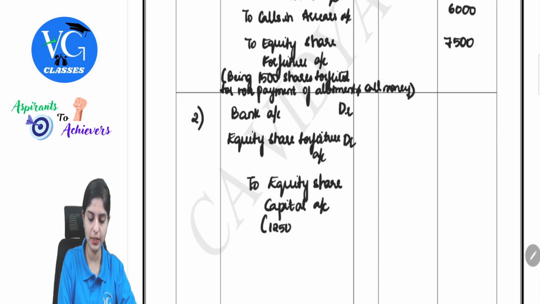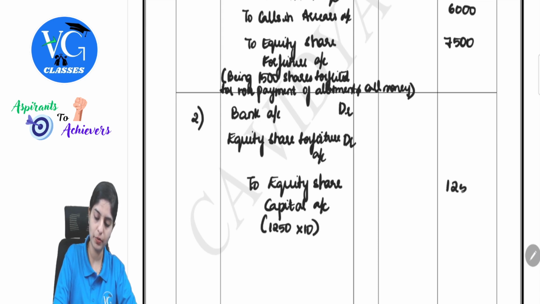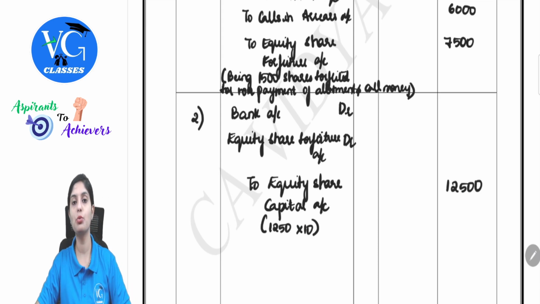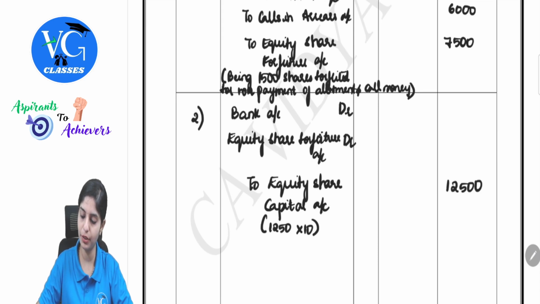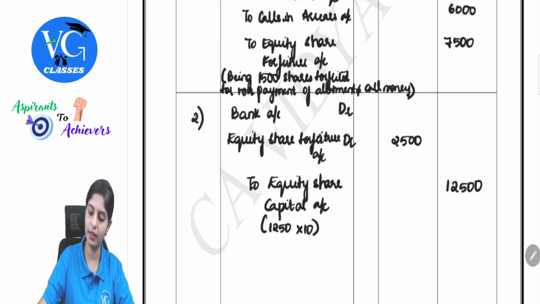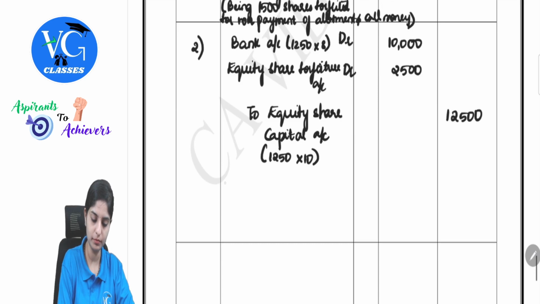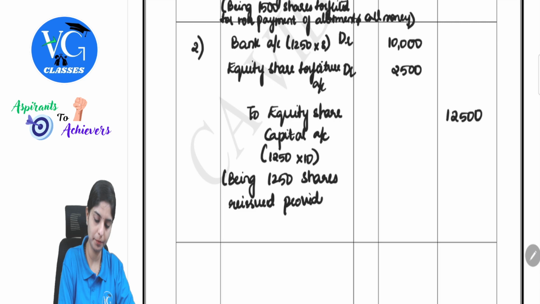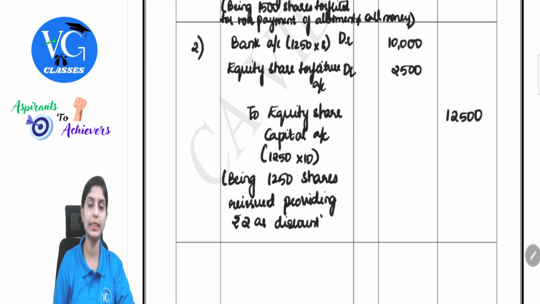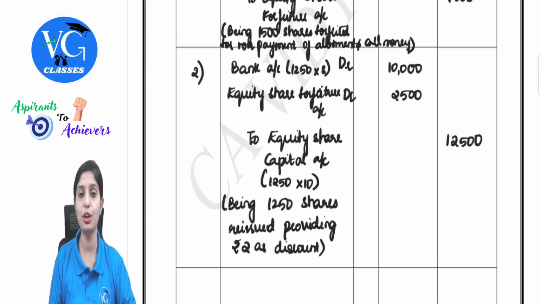So 1,250 shares are issued at 10 rupees. So this will be 12,500. How much I am using it at discount? So 1,250 into 2, that is 2,500. 1,250 into 8, this is 10,000. Being 1,250 shares reissued, providing rupees 2 as discount. Clear? Now we have understood the entry of reissue.